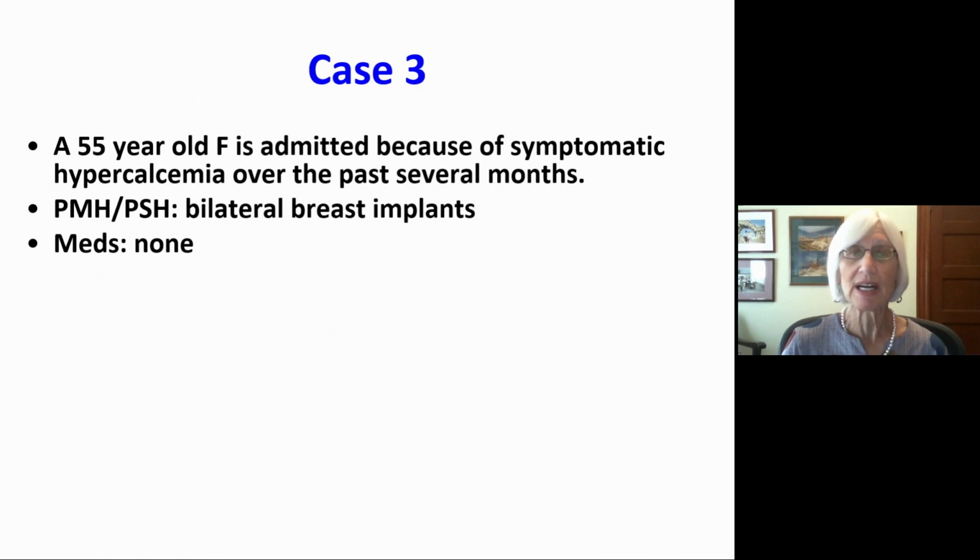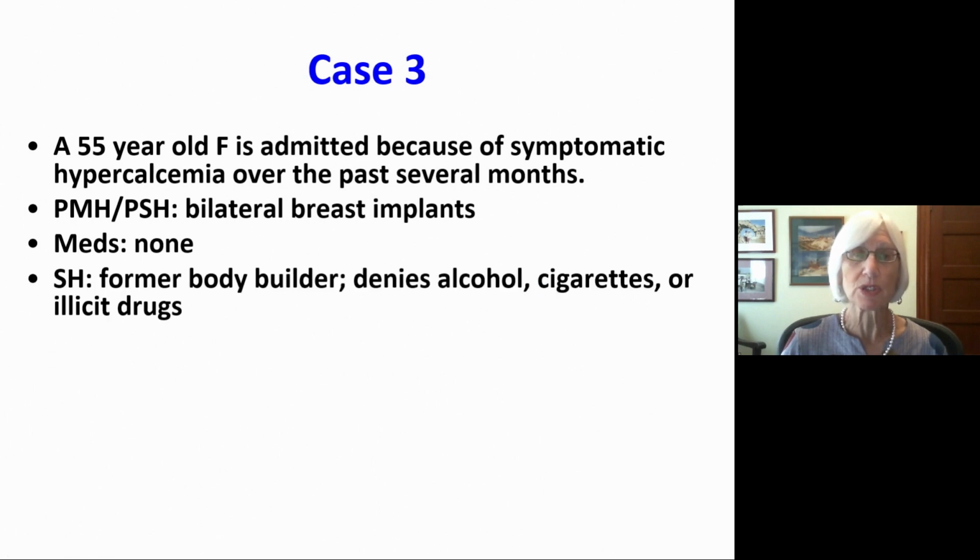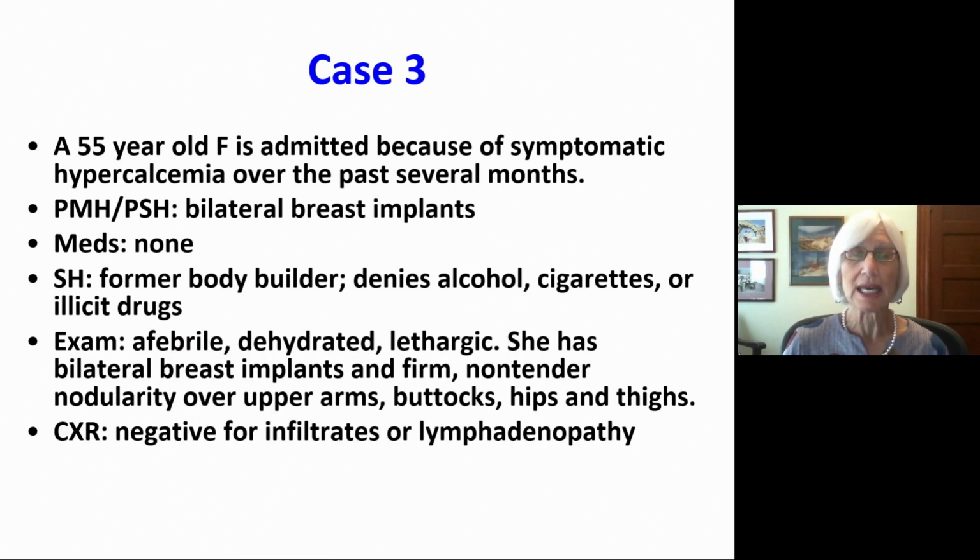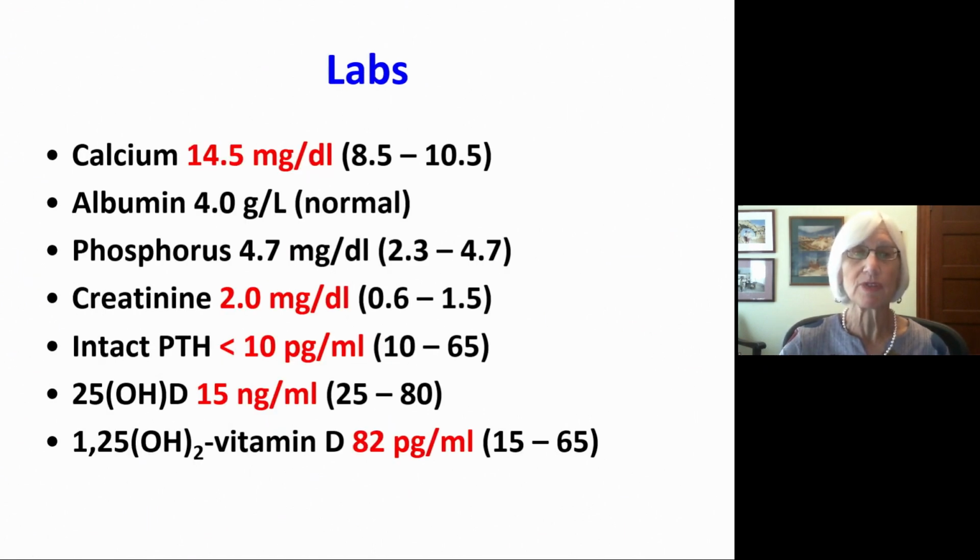This is a 55-year-old woman with symptomatic hypercalcemia over several months. Bilateral breast implants was her only surgery. She's a former bodybuilder, doesn't do any drugs, alcohol, or cigarettes. On exam, she is sick, she's dehydrated, lethargic. She does have bilateral breast implants and firm non-tender nodularity over her upper arms, buttocks, hips, and thighs. Chest x-ray is negative for any infiltrates.